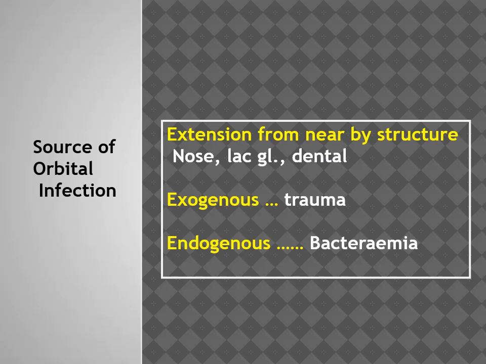Source of orbital infection could be extension from nearby structures such as the nose or lacrimal gland, or it may be of dental origin. Also it could be exogenous by trauma, or endogenous through septicemia or bacteremia.